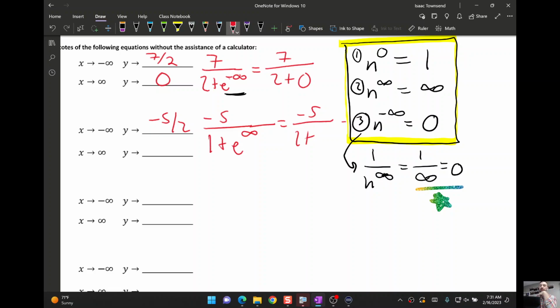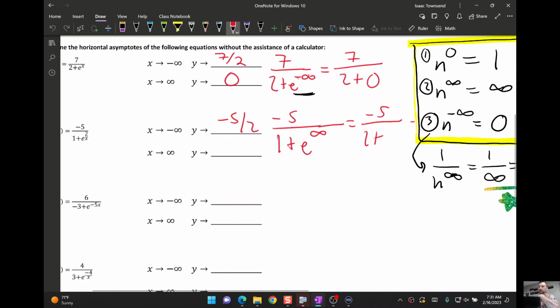So e to the infinity, what does that go to? Or what about your two? My 2? Two over infinity? Oh, yeah. 2 over infinity, thank you. Okay, what does 2 over infinity go to? 0. What does e to the 0 go to? Which means my denominator is going to 2, and my whole fraction is going to negative 5/2.